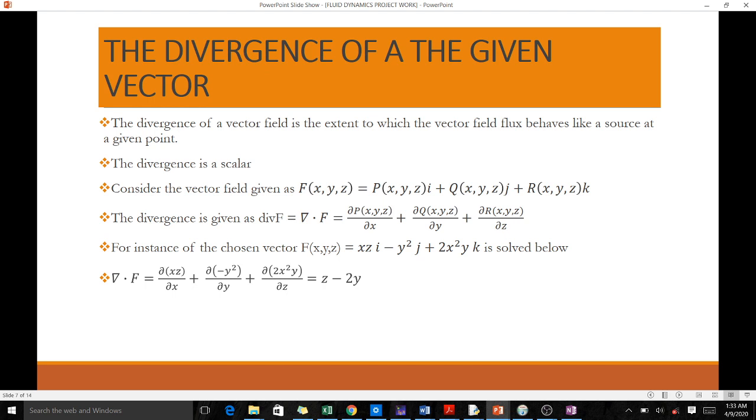So when we find the partial derivative with respect to x here, we're going to get just z. With respect to y here, we're going to get minus 2y. And with respect to z here, because we don't have any z component here, we're going to get 0. So that means when you find the divergence of this particular vector field, we're going to get z minus 2y, which is a scalar. Because when you are given exact points of z and y, we can find a value. So always when you find the divergence of a vector field, it gives us a scalar. So thank you.